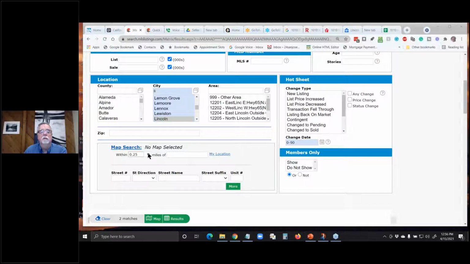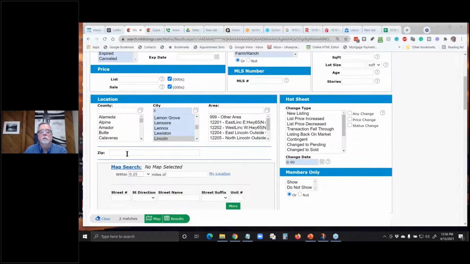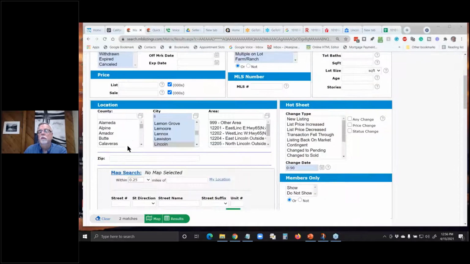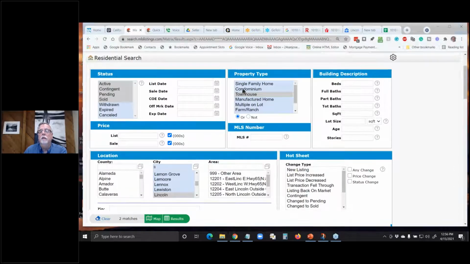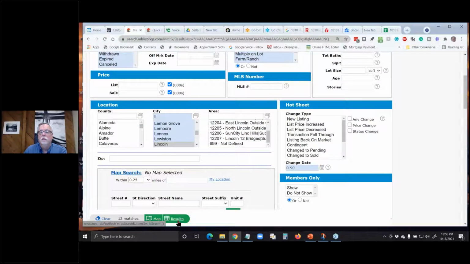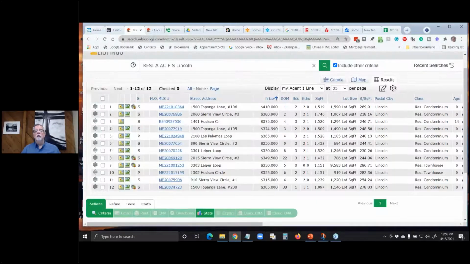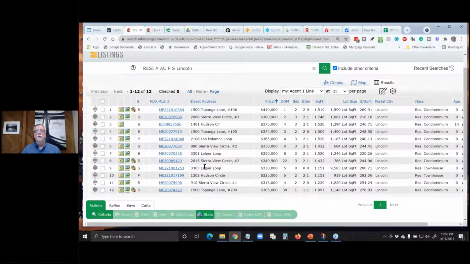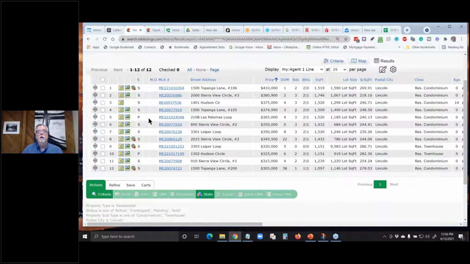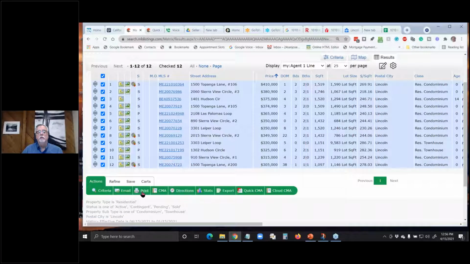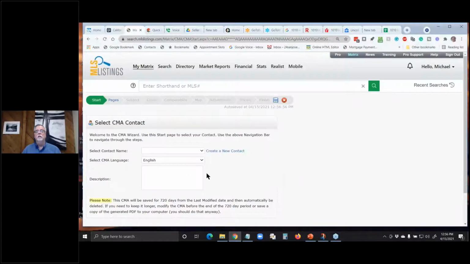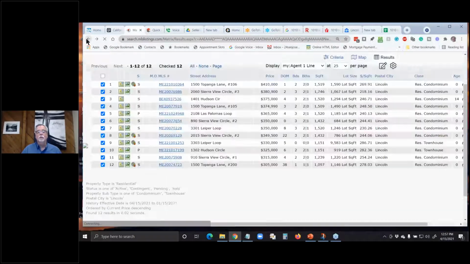Lincoln may not know the difference between condos and townhomes, all right? So I'll look at those results. Here are all of the condominiums and townhomes, and sometimes different MLSs don't know that well which one is which. But what I'm going to do is, oops, back.